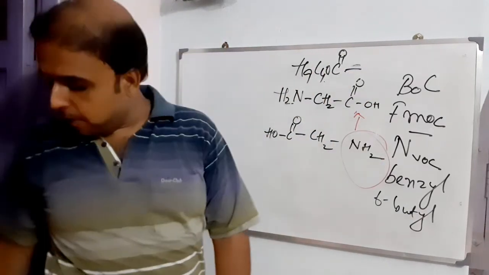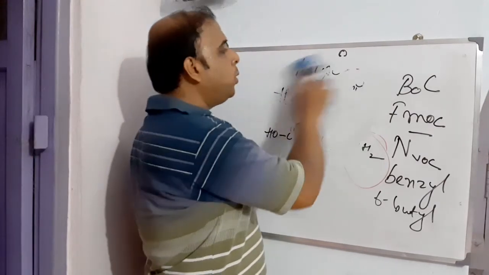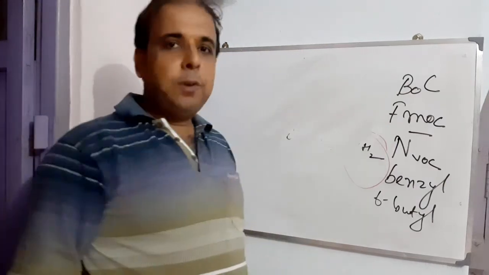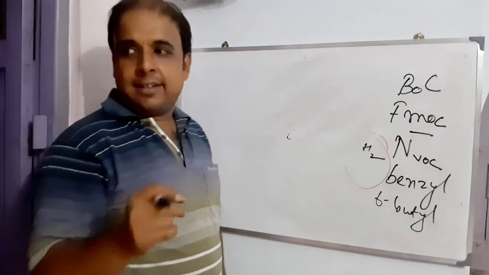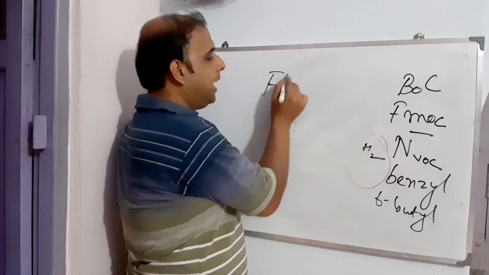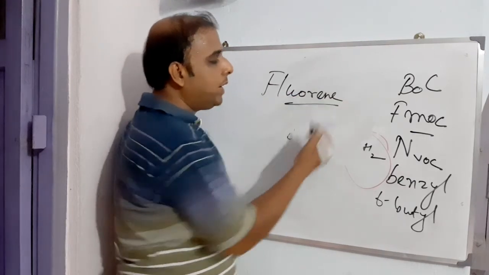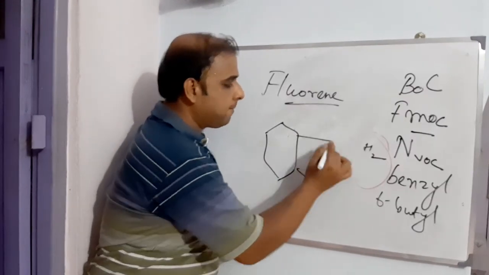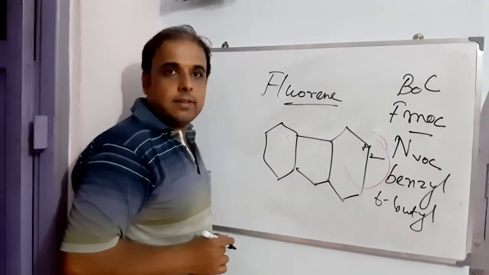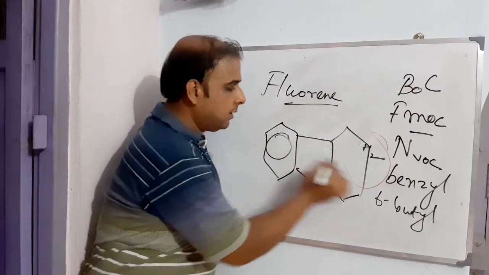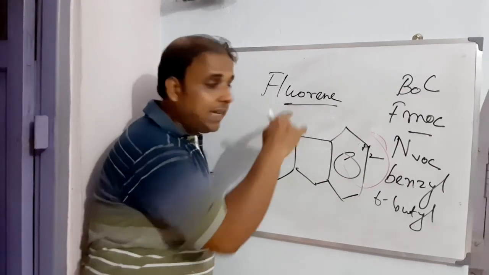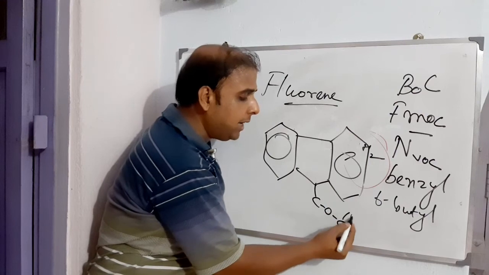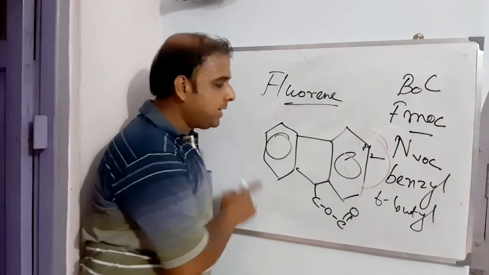FMOC. What is that FMOC? FMOC is fluorenyl methoxycarbonyl. Here fluorene is not the atom fluorine. It's not -RINE, it's -RENE. Fluorene is a tricyclic system. Tricyclic system means it's like this. So this is your fluorene. Fluorenyl, as I said, fluorenyl methoxy. Methoxy means CO, then carbonyl. So this is FMOC.